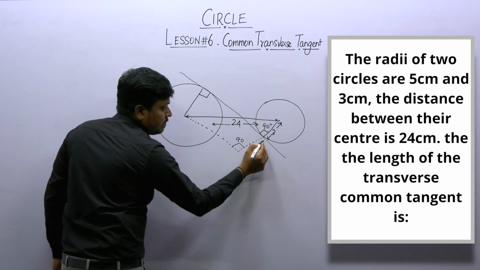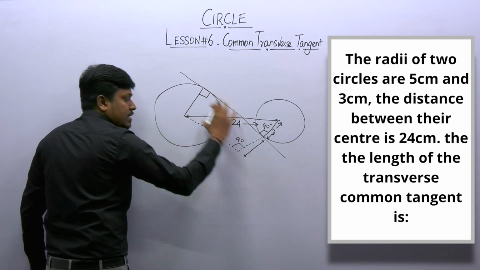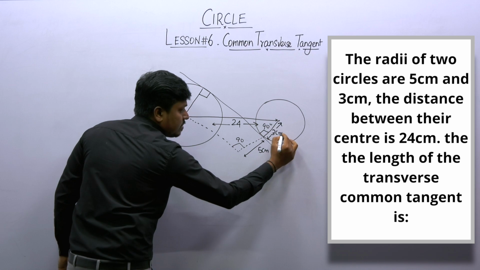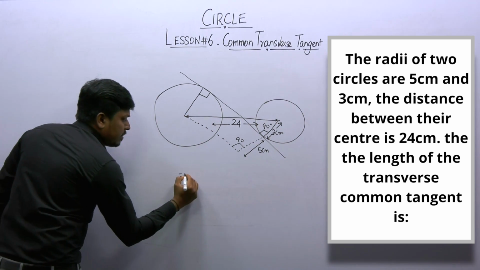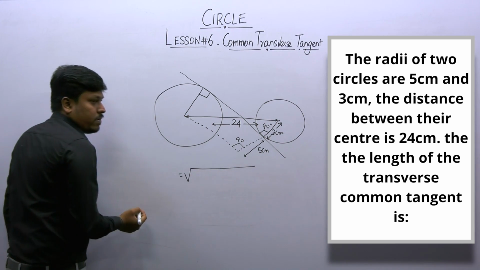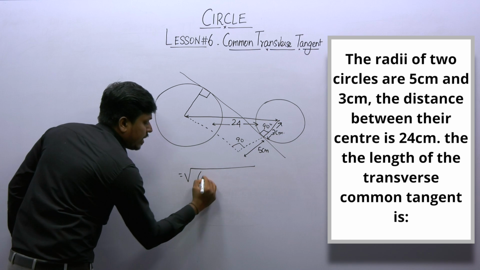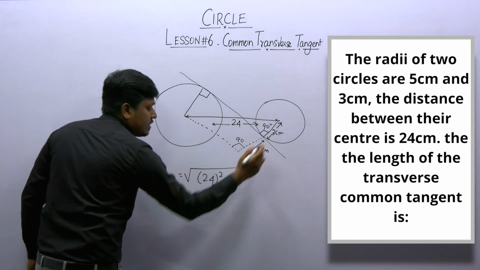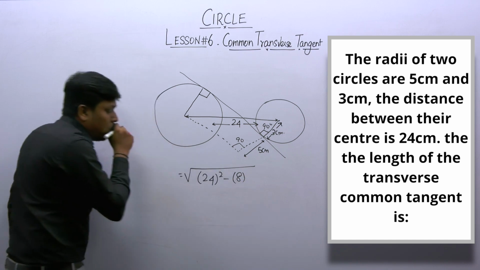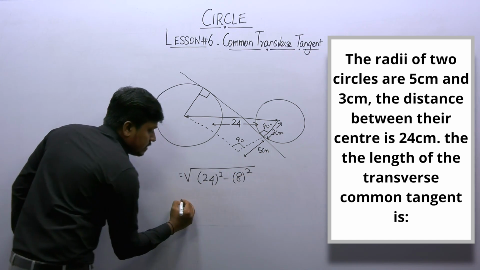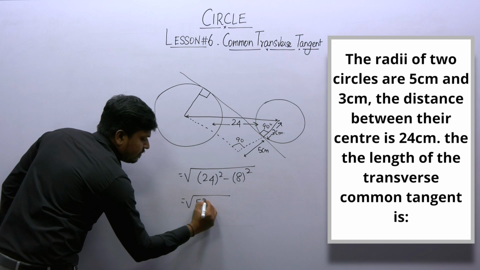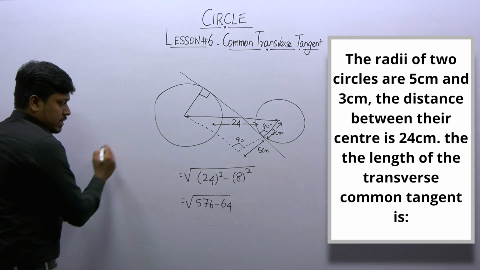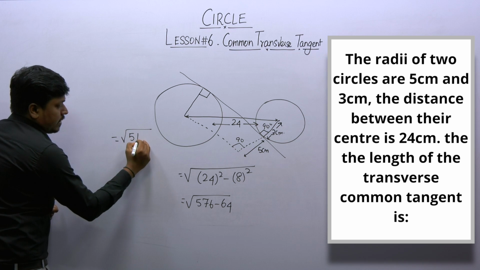So this distance will be 5 centimeter, and this distance will be equal to this. So this distance will be 5 centimeter and this distance will be 3 centimeter. So apply the Pythagoras theorem. Square root of 24 square minus the other side, 5 centimeter plus 3 centimeter, which is 8 centimeter. So 24 square is 576 minus 64. So this will be root of 512, right?